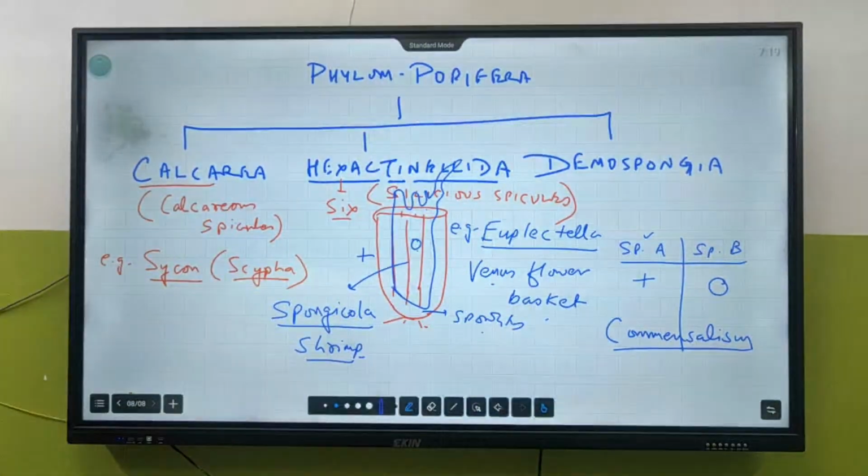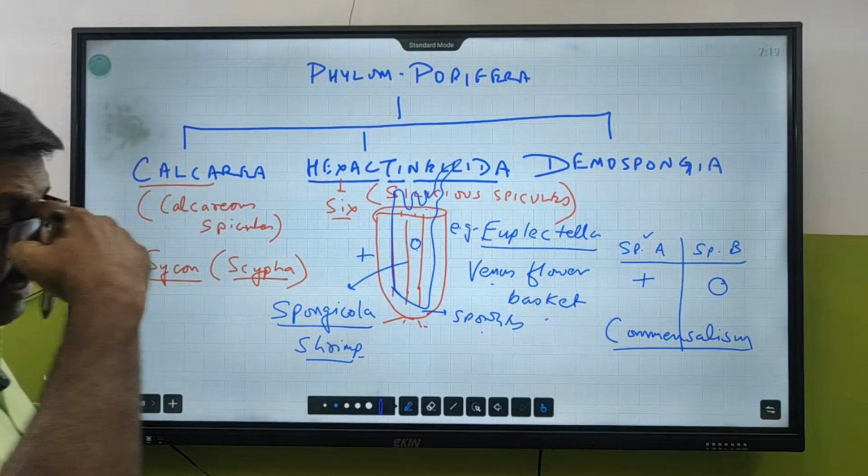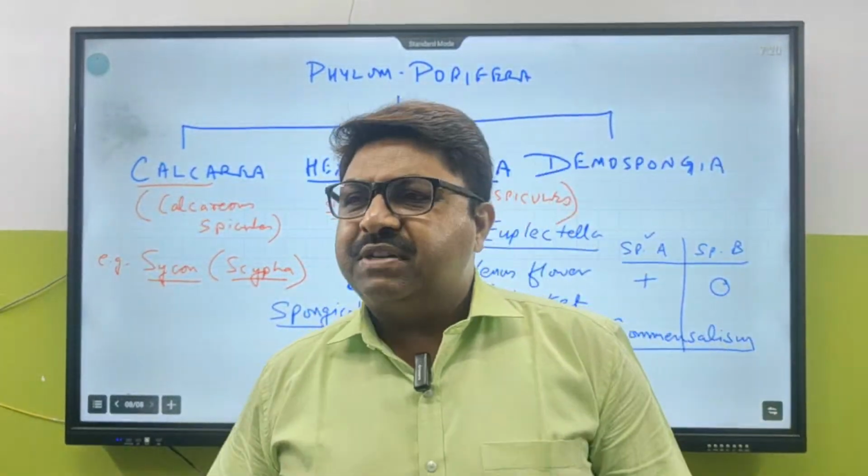Have you got the page? Page 171? No. It's a new book. Page 232 for old book. And it is there in page 197. Commensalism. See? Positive and 0. Page 197 of new book. See, the commensalism is positive and 0.